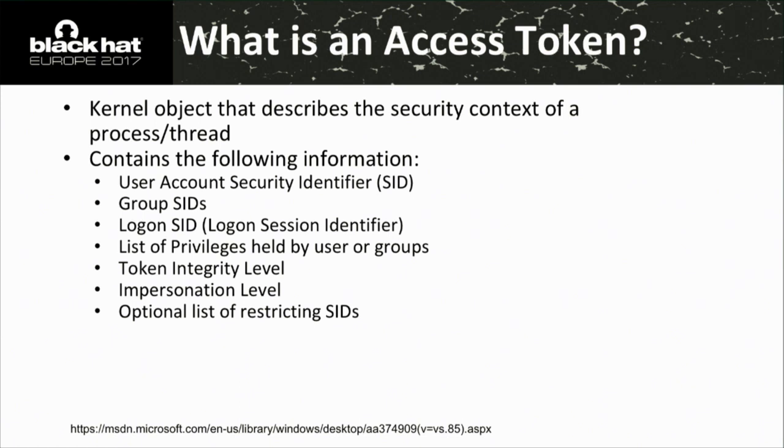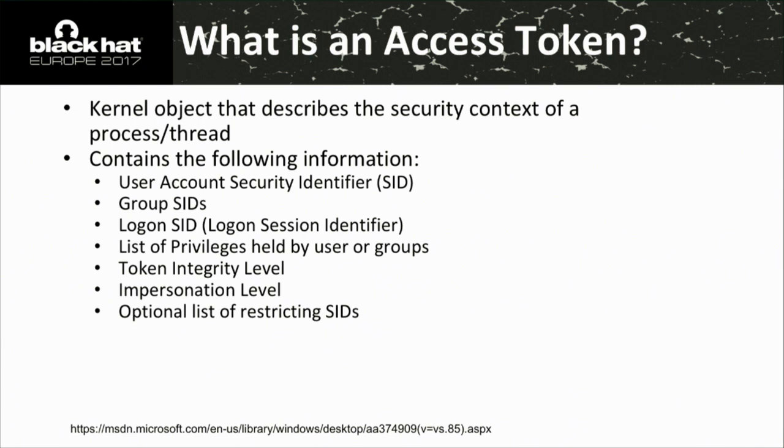A list of privileges for the users and groups. So does this user have SeDebugPrivilege? Do they have the ability to shut down the computer? Can they perform impersonation? The token integrity level. So a lot of times attackers will talk about bypassing UAC, the UAC prompt that pops up and says, do you want to be an administrator?